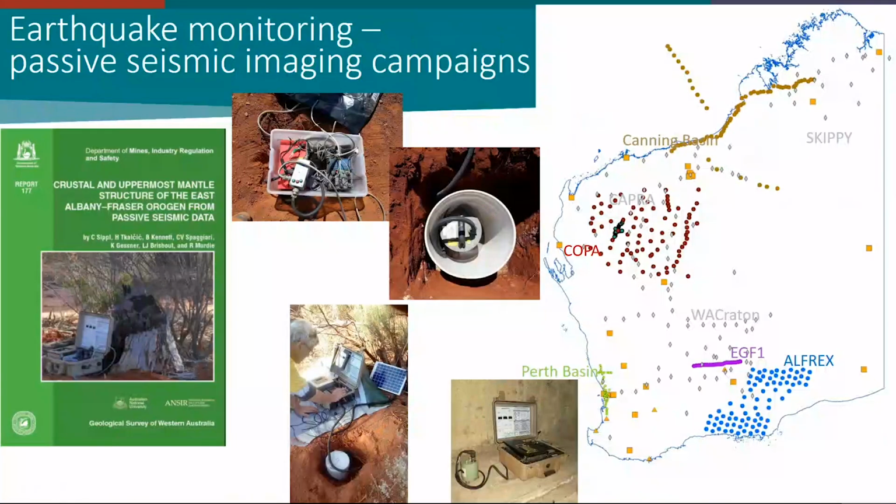Other projects that the Geological Survey has been involved in is temporary arrays. Now, these tend to look at whole Earth structure. We're trying to investigate the structure of the ground beneath that array. We've had an exciting project down in the Albany Fraser, one in the Gascoyne, a more recent one in the Canning Basin, a high resolution one in the Eastern Goldfields, and then one which was looking at recording earthquakes in a very noisy environment in the Perth Basin.